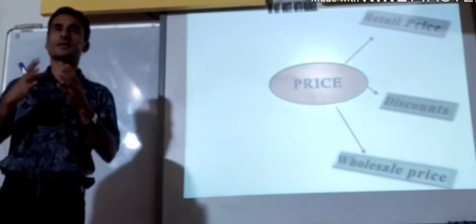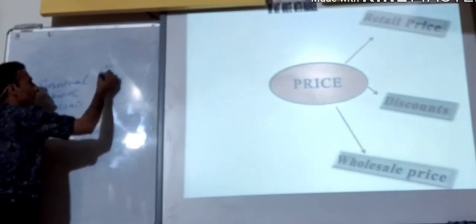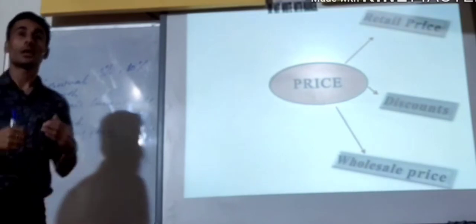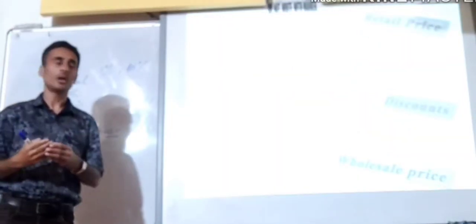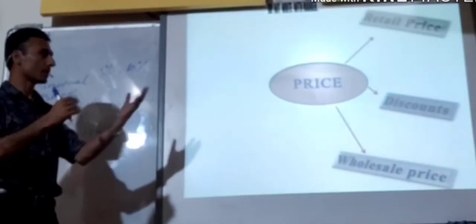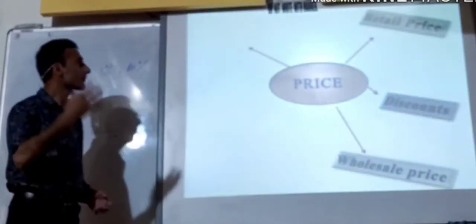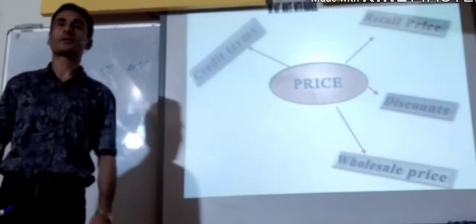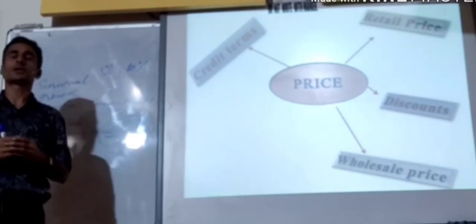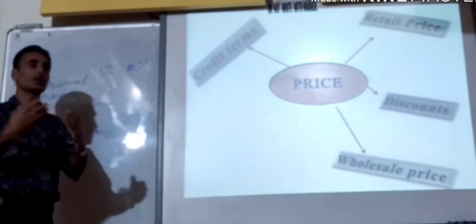Discounts. What is discount? The reduction in the price. Maybe 5% discount or 10% discount. These are given in order to attract the consumer, or maybe the retailer, or maybe the wholesaler. Now when you talk about the discount, it may be a trade discount or it may be a cash discount. You have credit terms. Credit terms means payment to be made, when and how the due amount will be paid by the wholesaler or the retailer.